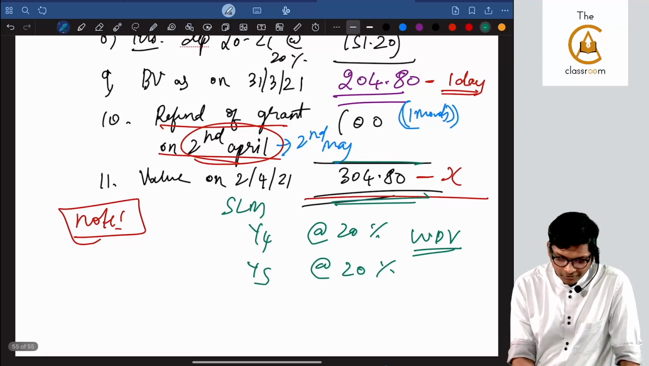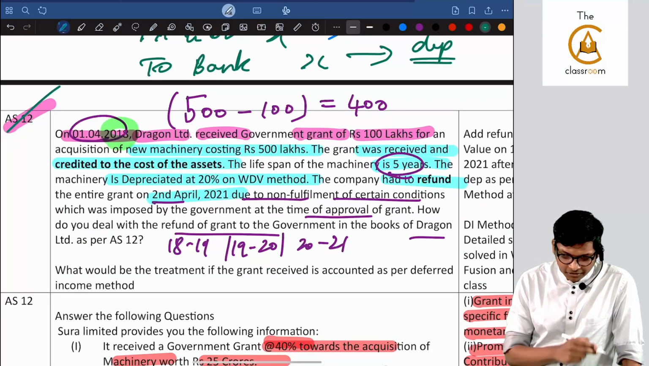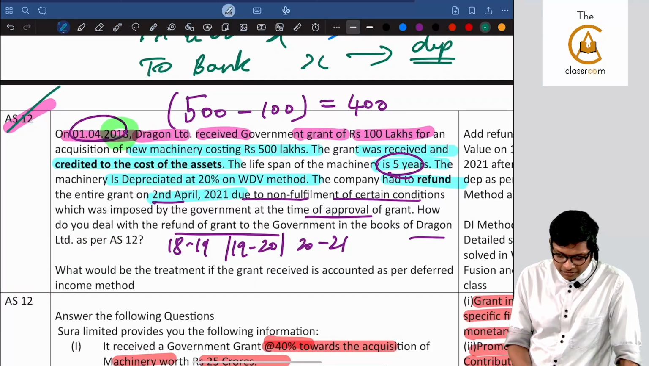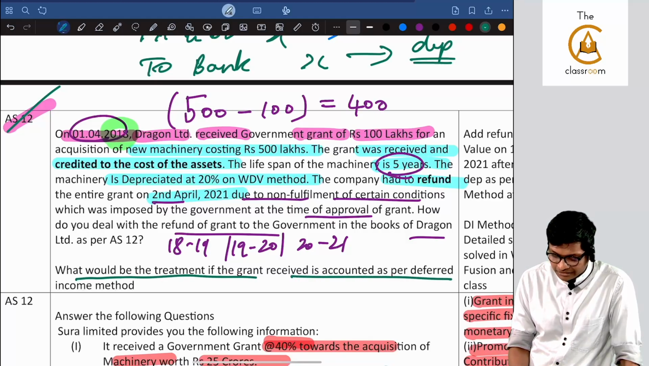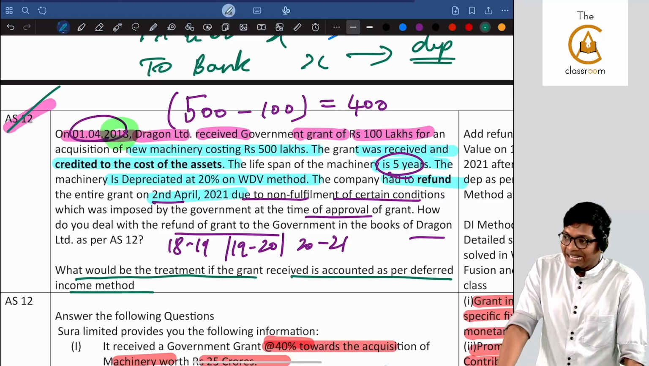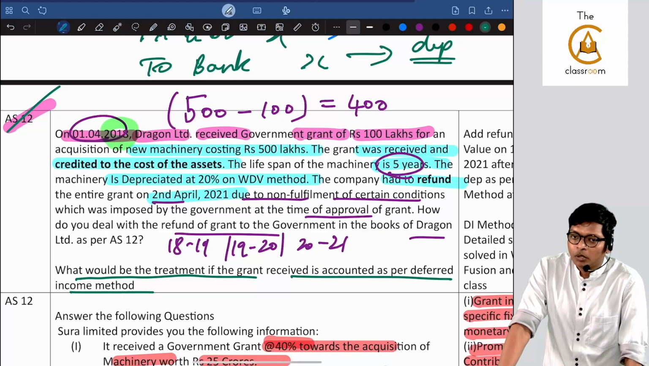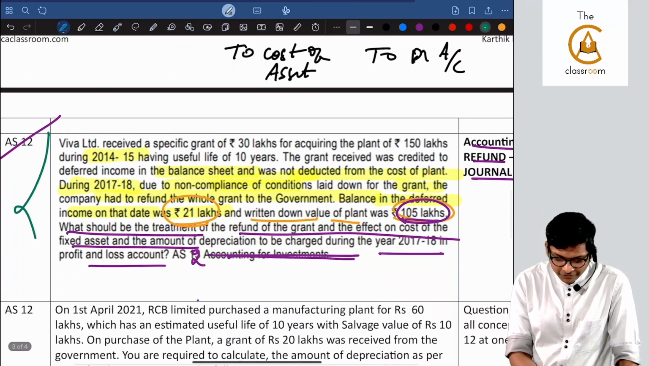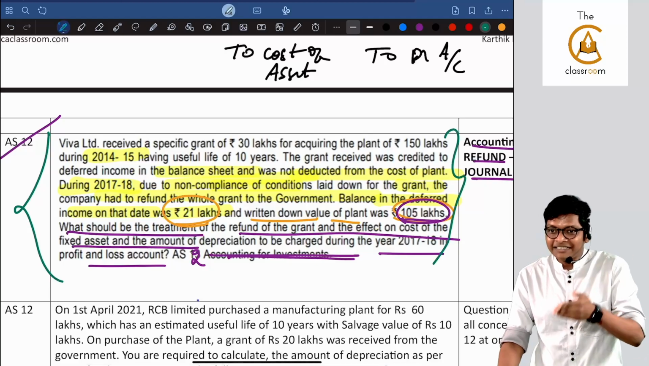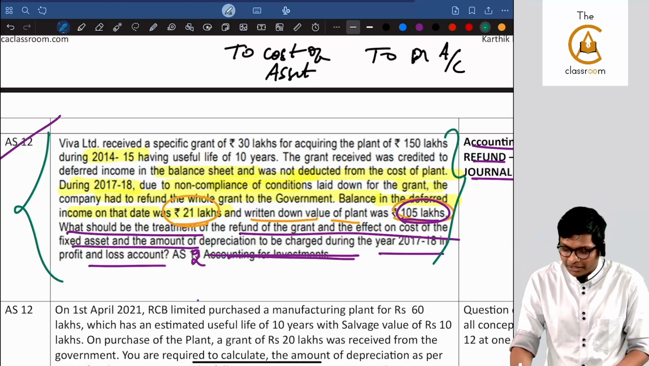Okay, with this we are done with the grant also, guys. Then they are also asking what would be the treatment if the grant is accounted as per deferred income. What will be the treatment? Just like the previous sum. This sum we saw, no. The viva is that only. So what will happen in that case?